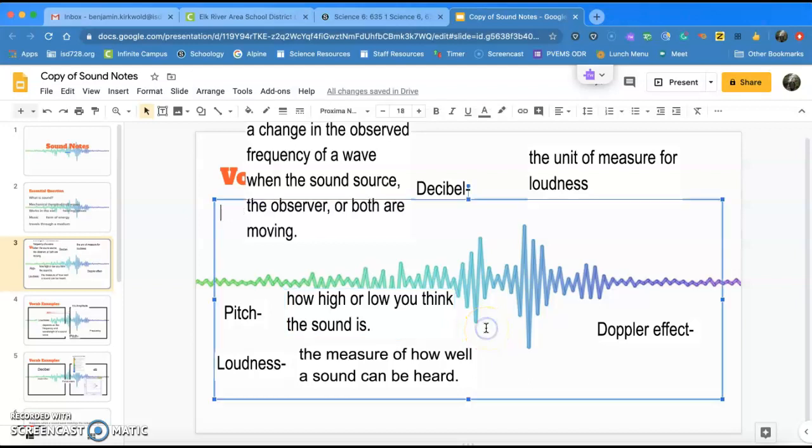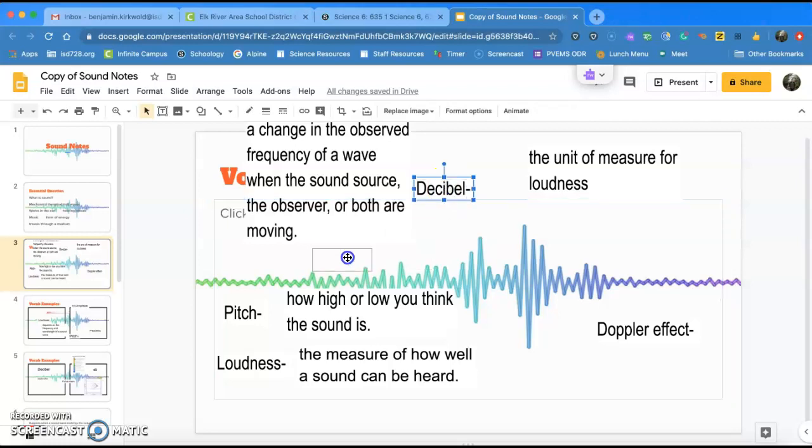So if you think it's super high, I'm not going to sing for you because that would be super embarrassing. But if you think it's super high, then that pitch would be higher. If you think it's super low, then the pitch would be lower. Okay? And then the last little one here has to do with loudness.